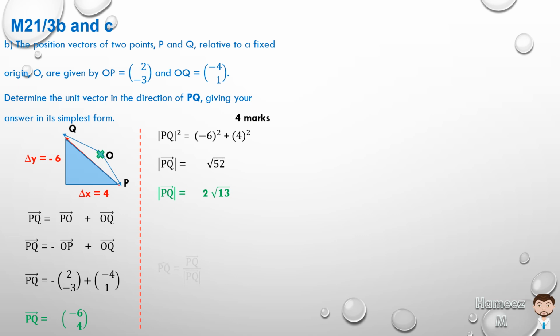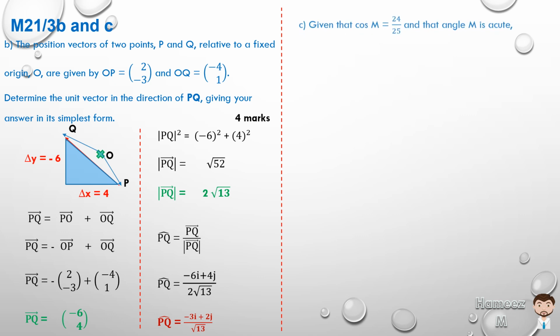As such, we can say the unit vector of PQ is the vector PQ over its modulus, which is minus 6i plus 4j over 2 root 13. We can leave the answer as is, or we can rewrite it by dividing throughout by 2. So this will give us minus 3i plus 2j all over root 13. That will be the unit vector of PQ.